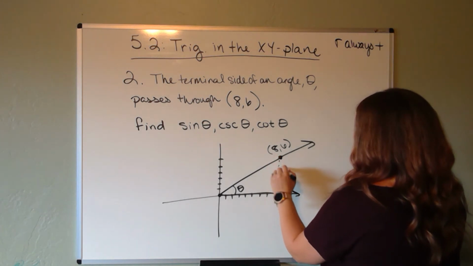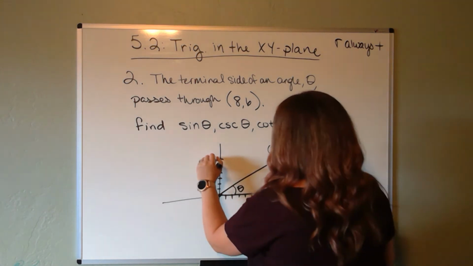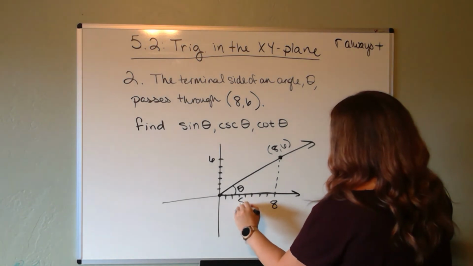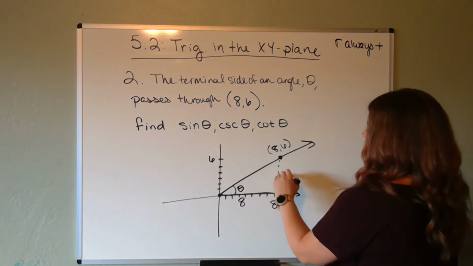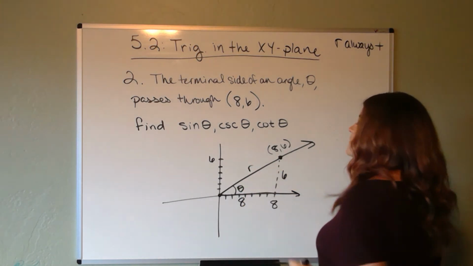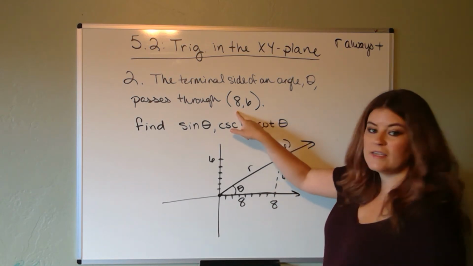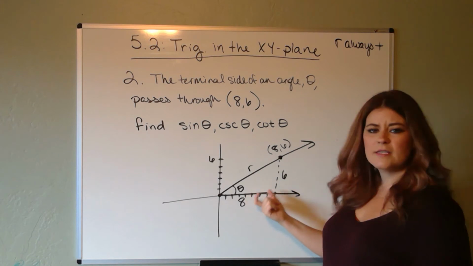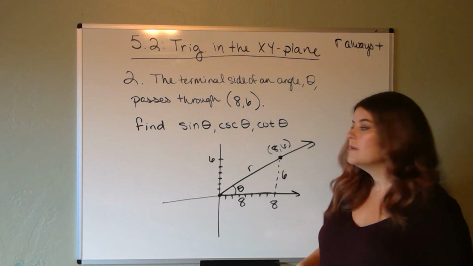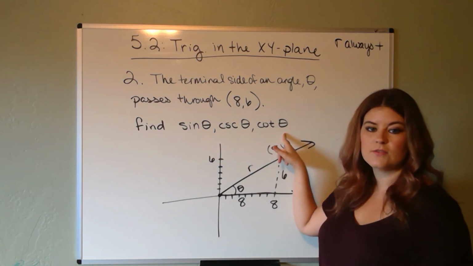I thought about a right triangle. Remember, this x unit is 8. This y unit is 6. So it's easy to see that this side down here is 8. This side here is 6. What am I missing? I'm missing the hypotenuse, or that r. It gave me x and y, but I still need r, because for sine, for example, I need y over r, right? So I do have to find r, but then I can answer these questions.